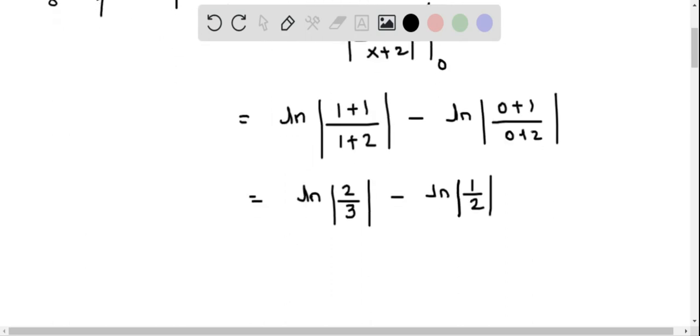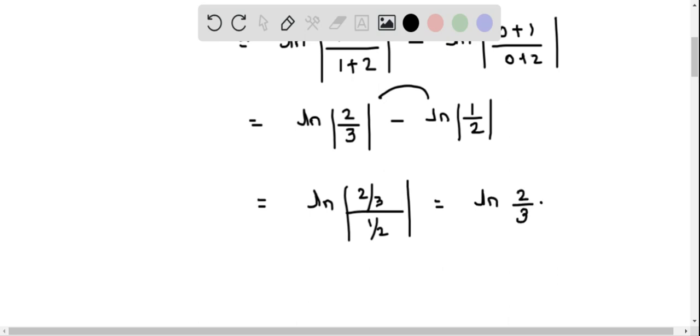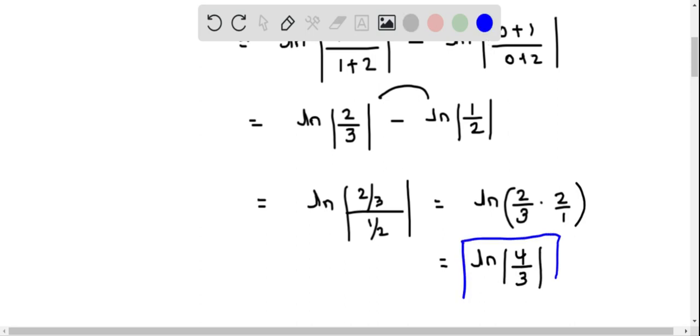Now once again we can use the property of logarithms to combine these two logarithms. That is, log a minus log b equals the natural log of a by b. So this becomes the natural logarithm of, here the a expression is 2/3 divided by the b expression, 1/2. Let's simplify this. This equals the natural logarithm of 2/3, we then multiply by the reciprocal of the denominator, which is 2 by 1. And so this gives the natural logarithm of 4/3. So this is the result of the definite integral.